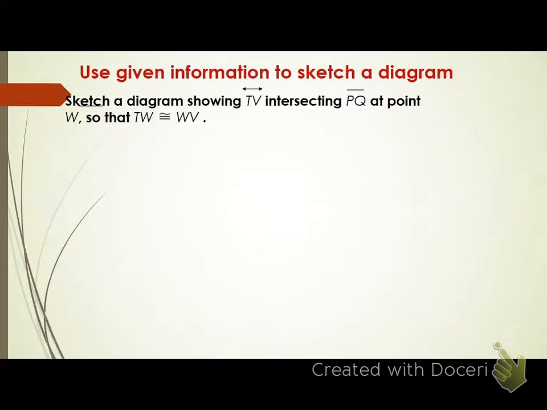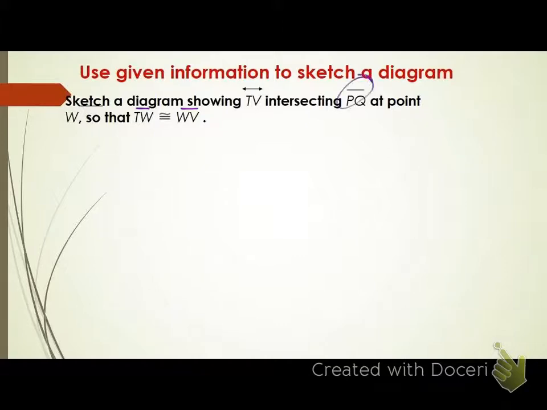It also gets us to a place where we need to be able to sketch diagrams from information, right? We talked about this a little bit as well. We tried this before. So this says sketch a diagram showing line TV intersecting segment PQ at point W so that segment TW and segment WV are congruent. So be careful. All right, let's see. To sketch this, pretty easy.